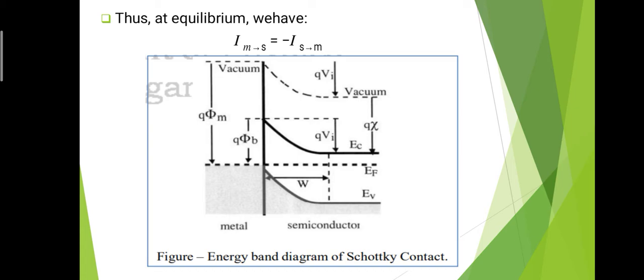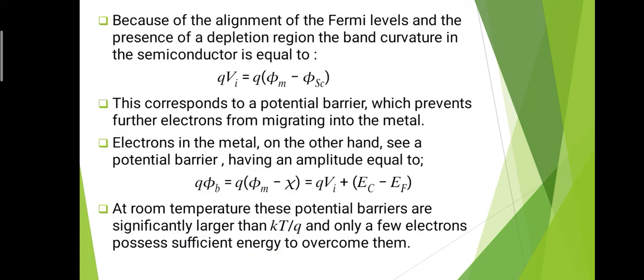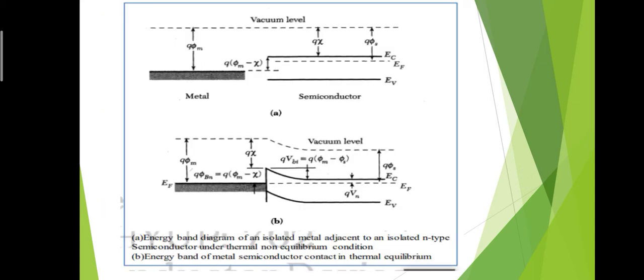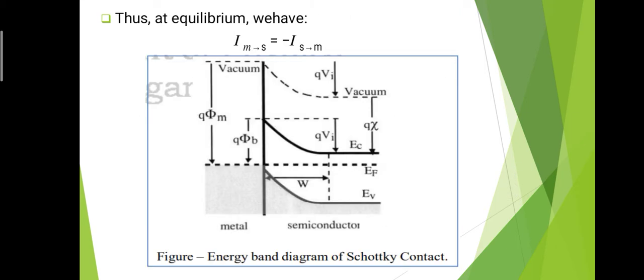Again, when we contact the metal with the semiconductor, there is alignment of the Fermi energy level, which is also shown here. But the additional term shown here is qVbi. qVbi is nothing but the barrier height, as already discussed. It is the formation of the barrier or the depletion region, where qVbi is equal to q times phi m minus phi sc. This is the qVbi shown in the figure, that is the barrier height, and q chi is nothing but the electron affinity.